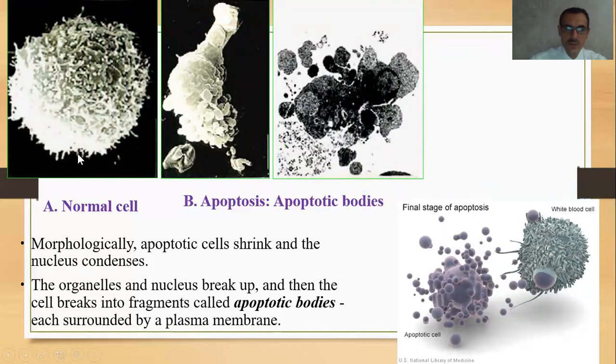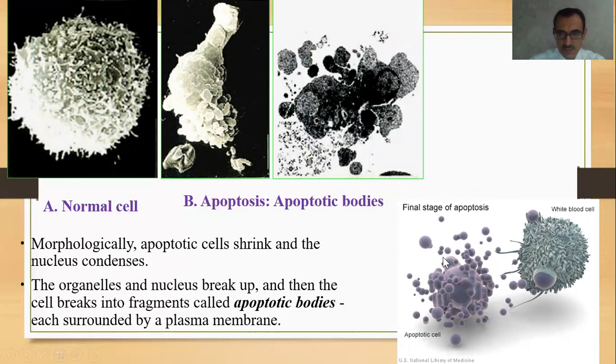Here you see the electron microscope image of normal cells and apoptotic cells. Morphologically, the apoptotic cells shrink and the nucleus condenses. The organelles and the nucleus break up, and then the cell breaks into fragments, as we said, the apoptotic bodies. Here you can see the electron microscopy, or ultrastructure, of the apoptotic bodies. Each of these bodies is surrounded by a plasma membrane.